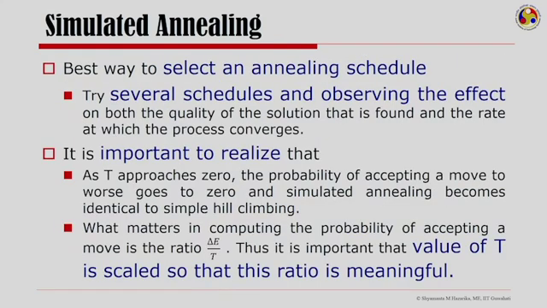like this. The best way to select an annealing schedule, or change in temperature, as we want to do this, is to try several schedules and observe the effect on both the quality of the solution that is found and the rate at which the process converges. It is important to realize two things. As T approaches 0, the probability of accepting a move goes to 0, and simulated annealing becomes identical to simple hill climbing. What matters in computing the probability of accepting a move is the ratio of the energy to the temperature. Thus, it is important that the value of the temperature is scaled so that this ratio is meaningful, and this is something that one needs to really work on.